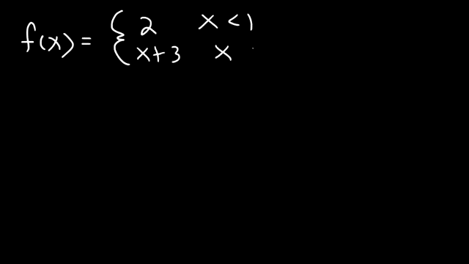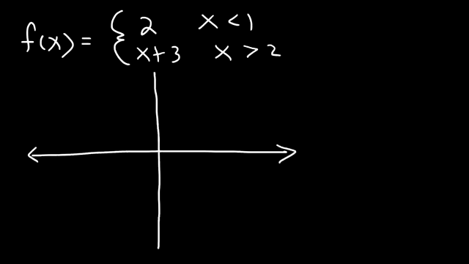Let's work on another example. So let's say that f of x is equal to 2 when x is less than 1, and it's equal to x plus 3 when x is greater than 2. So feel free to pause the video and try this example. So it's equal to 2 when x is less than 1, I take that back.